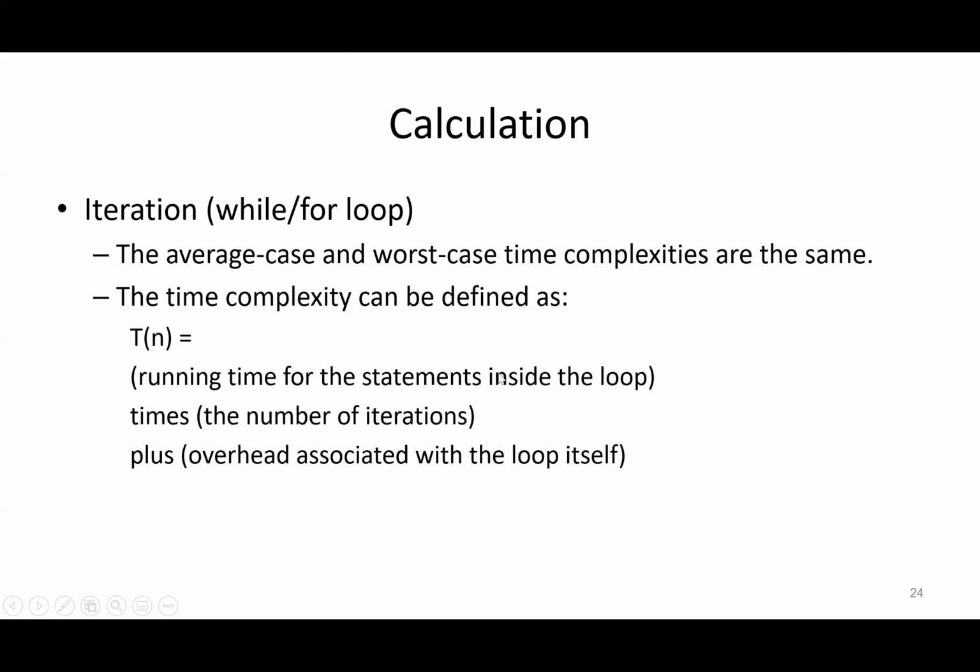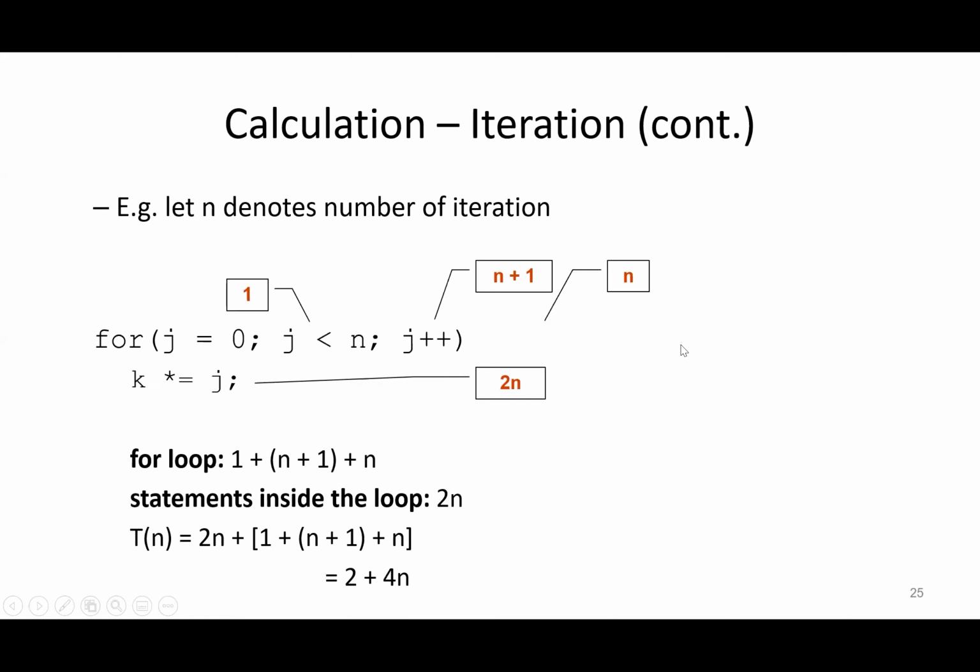Now, what if in your code you have a loop, either a while loop or a for loop? Average and worst case time complexity are the same. So let's look at how we calculate the time steps for this loop. Let's look at a very simple for loop. In this for loop, we have j equal to 0, then j less than n, j++, and inside the for loop, we just execute this statement, k equals k multiplied by j.